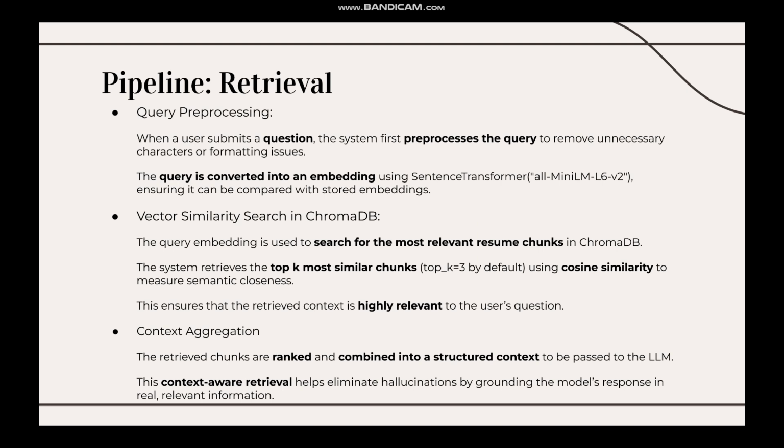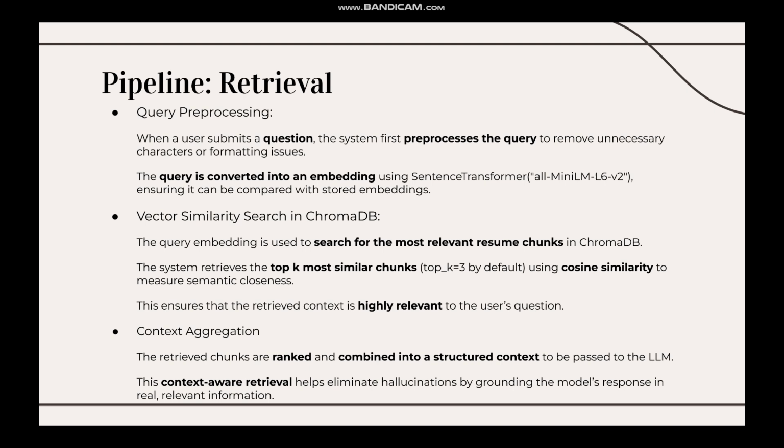The third part of the pipeline is the retrieval part. When a user submits a question, the system first preprocesses the query to remove unnecessary characters or formatting issues. Then this query is converted into an embedding using the sentence transformer model. The model is the same as the one used for chunking and for embeddings to build the vector database, so that we can ensure it can be compared with the stored embeddings.